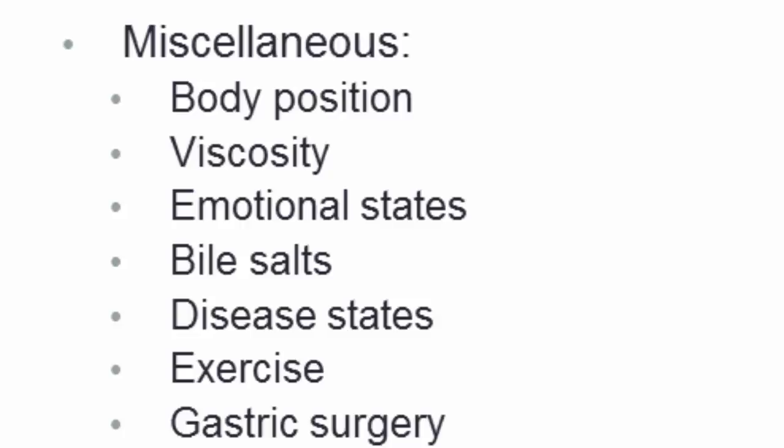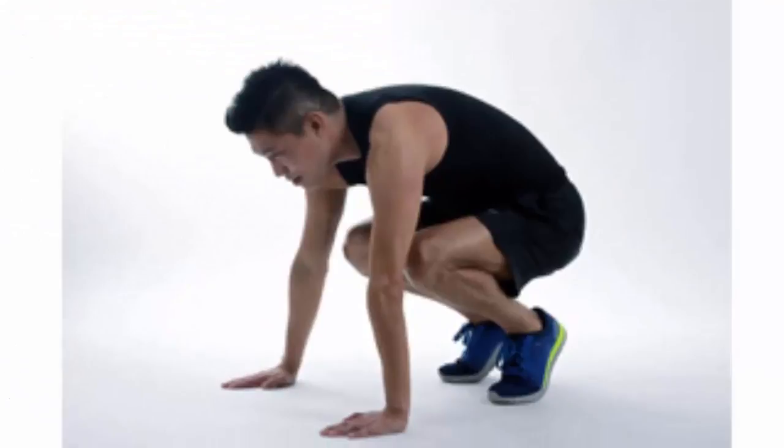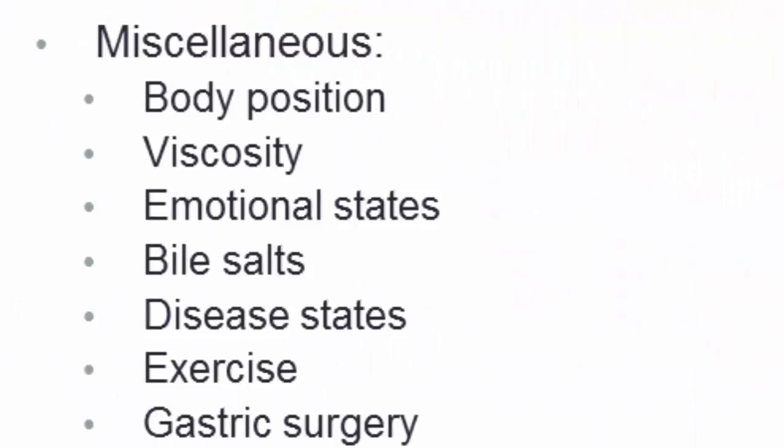Bile salts also reduce the gastric emptying time, and the disease states, like if the person has pyloric stenosis, or pyloric ulcers or duodenal ulcers, they reduce the gastric emptying time. Even hypothyroidism reduces the gastric emptying time. But in hyperthyroidism patients, the gastric emptying time is increased. And vigorous exercise may decrease the gastric emptying time. And gastric surgery also can cause some problems in gastric emptying.